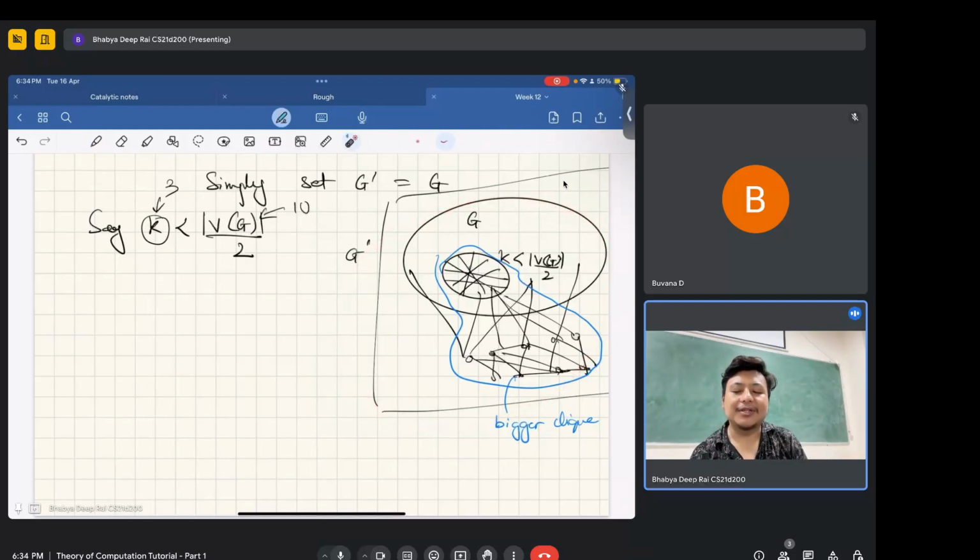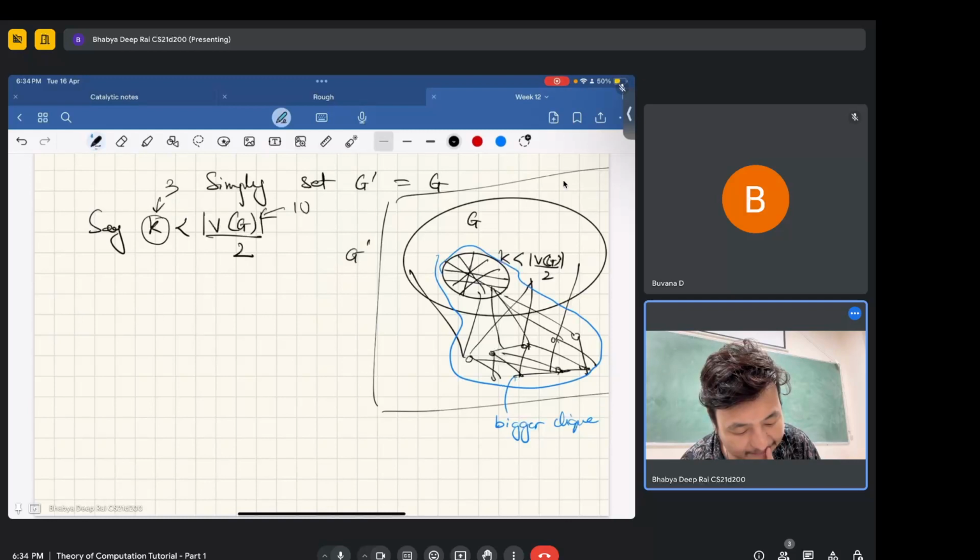And now I ask you the question: is there a click of size V of G prime by 2? Then you'll say, yes, there is a click of size V of G prime by 2, the number of vertices in G prime by 2, if and only if there is a click of size K. Okay, so how do I achieve that?